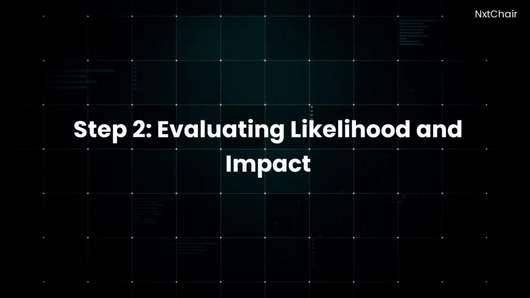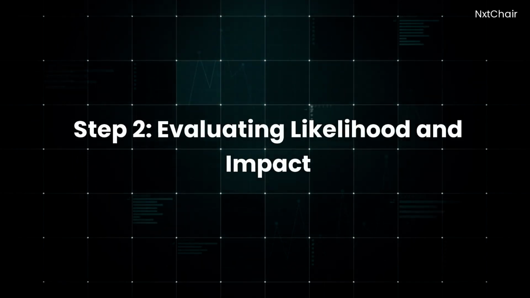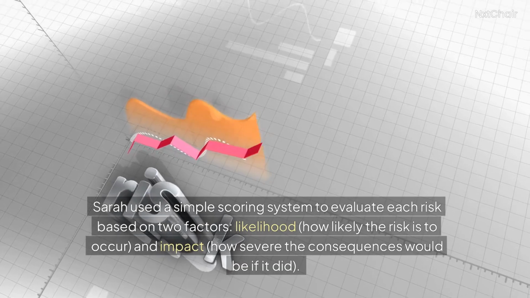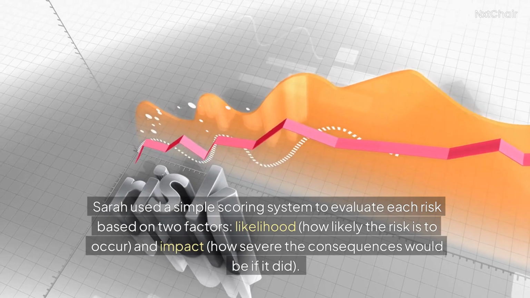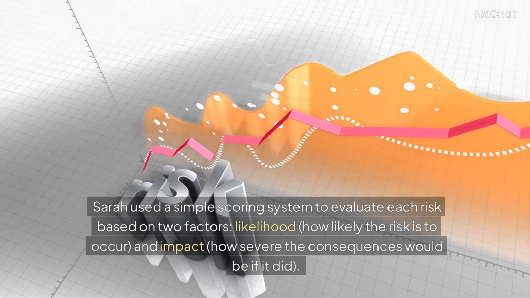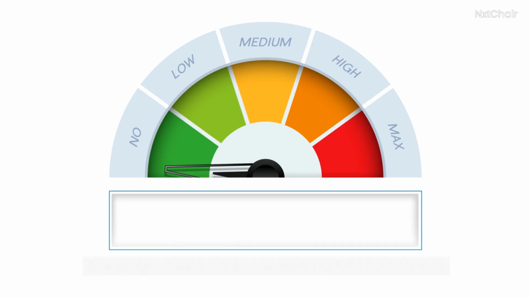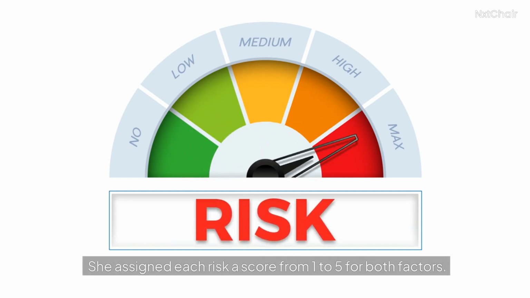Step 2. Evaluating likelihood and impact. Sarah used a simple scoring system to evaluate each risk based on two factors: likelihood, how likely the risk is to occur, and impact, how severe the consequences would be if it did. She assigned each risk a score from 1 to 5 for both factors.